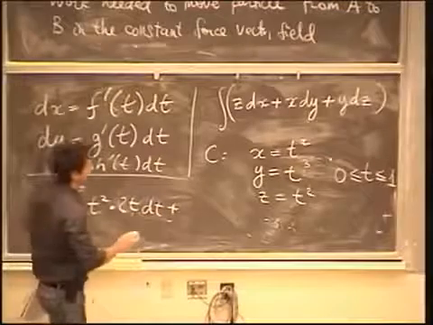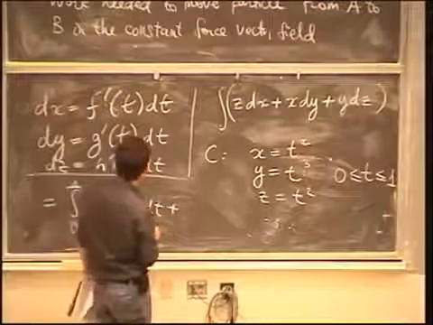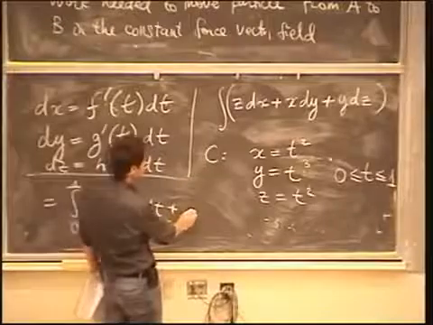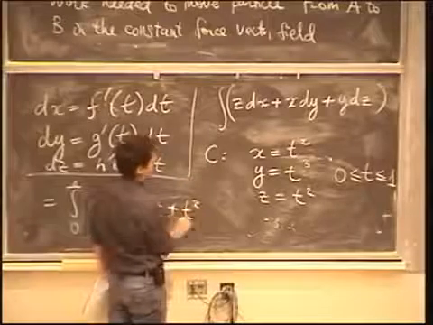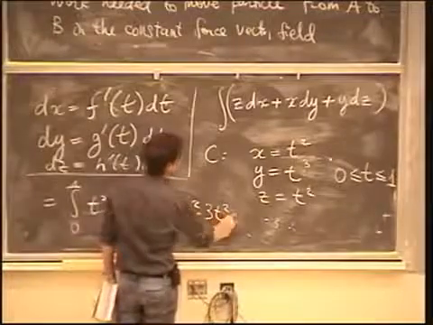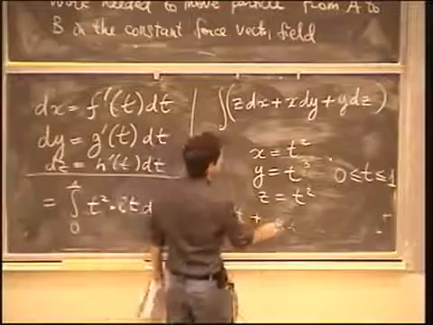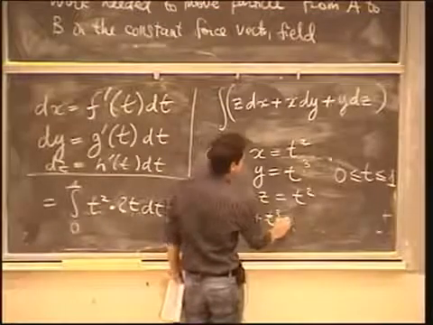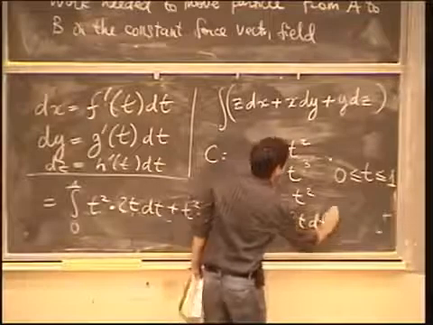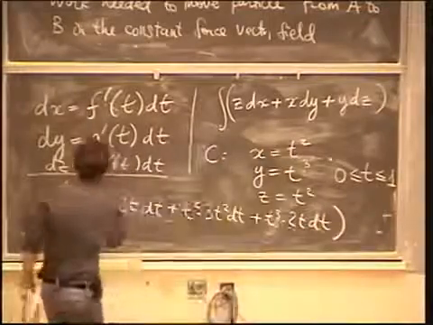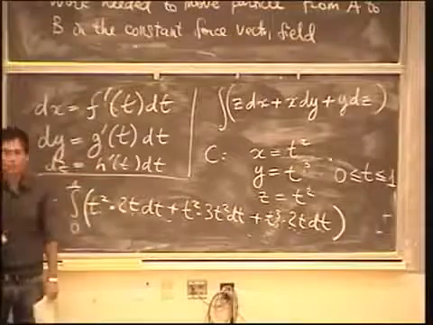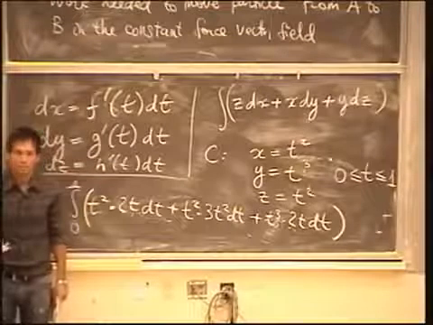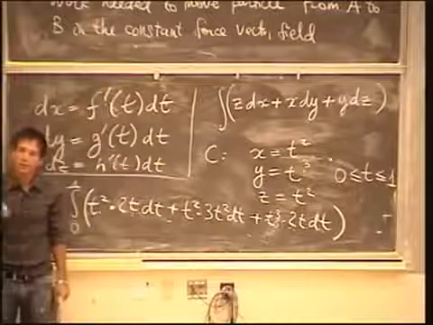Plus x is equal to, sorry, it was z, that's right, z dx. X is equal to t squared. Dy is equal to 3t squared dt. And finally, here you have t cubed, and dz is 2t dt. So you end up with a very simple integral in one variable. Okay? So we stop here, and we'll continue on Thursday.